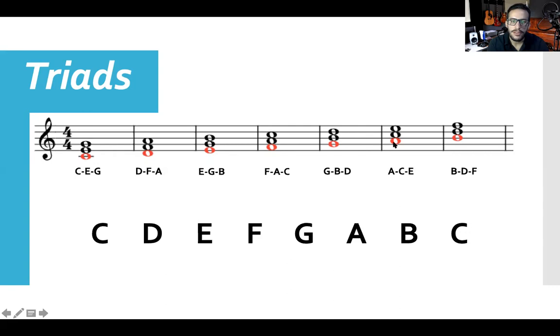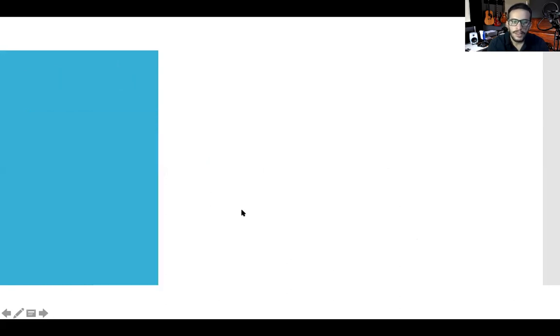Now it's very important that you know how to make the C major scale or any other major scale, because if you know how to make all the notes of the major scales, you can build triads over all of those.